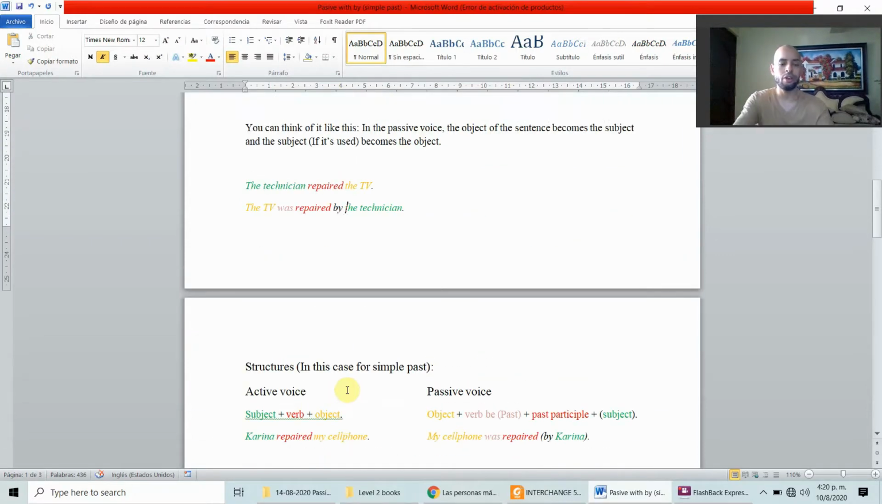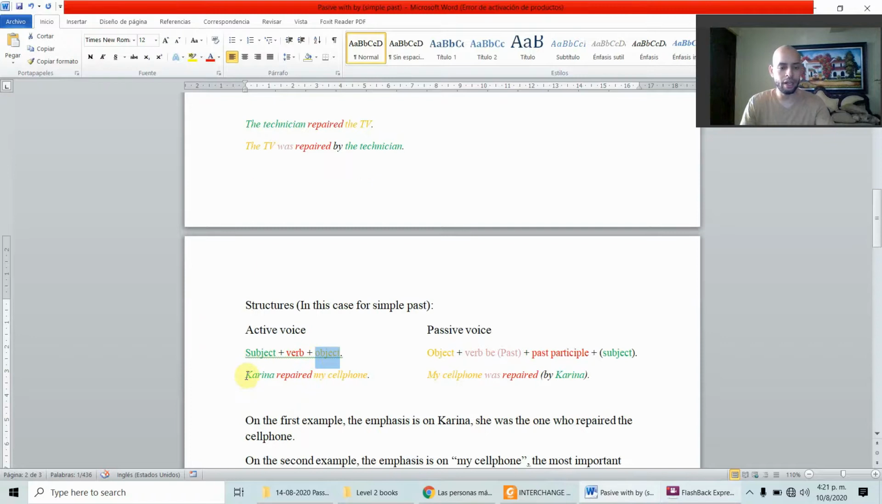So the structure in this case is for the simple past. The structure in the active voice: subject, the verb in the simple past form, and the object. Karina repaired my cell phone.